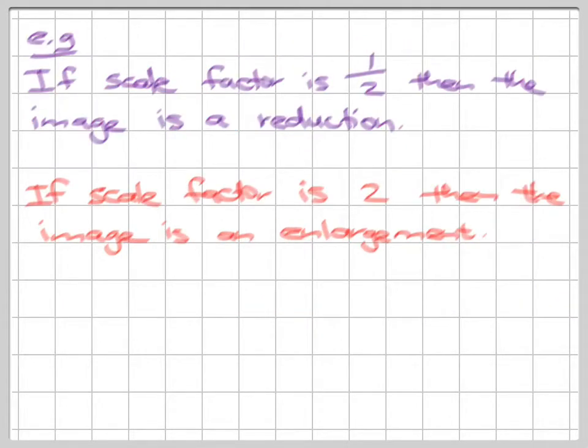Let's look at the first one. If the scale factor is a half, that's less than 1. It means that the image is a reduction. So the image is going from big to small. If the scale factor is 2, that's greater than 1, then the image is an enlargement. So it's going from small to big.